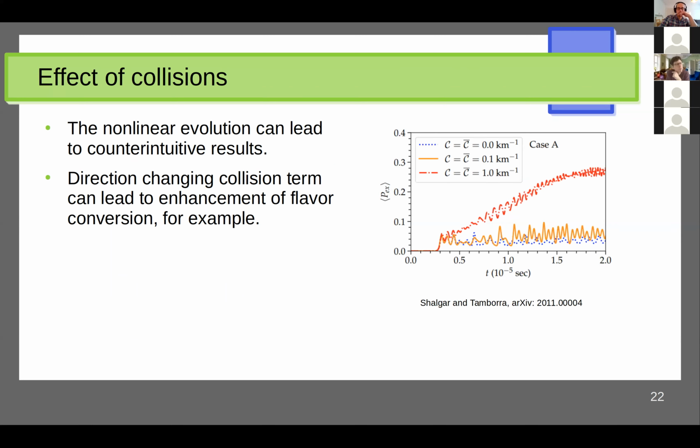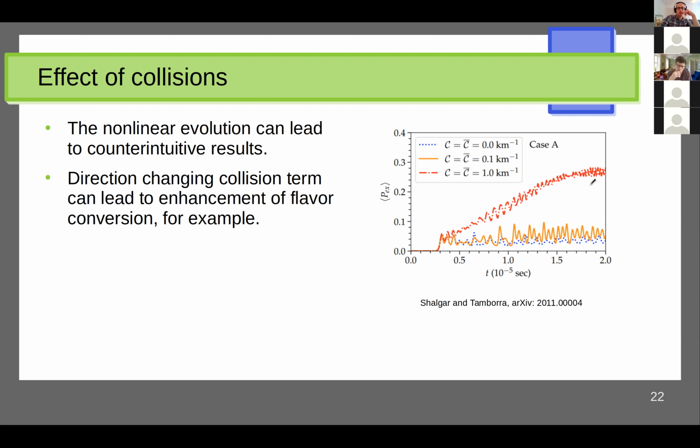Because what we expect is that direction changing collisions tend to destroy coherence in the neutrinos. So we don't expect them to enhance the flavor conversion rate, we expect them to suppress those. But because of the nonlinear phenomenology, this naive understanding breaks down, and we can have an enhancement of neutrino flavor conversion in the presence of collisions.